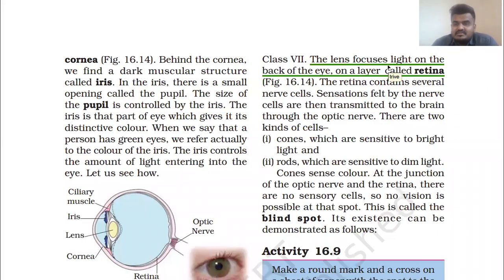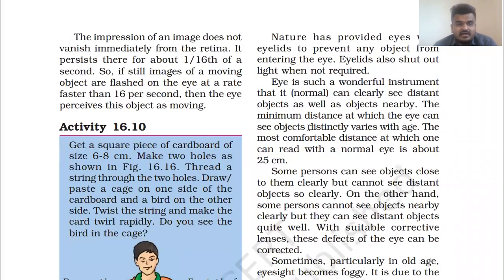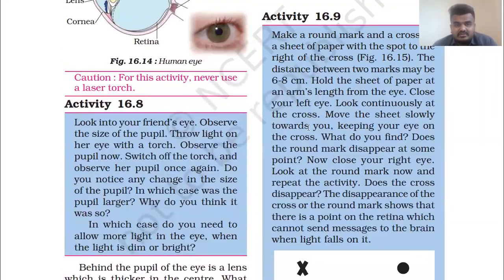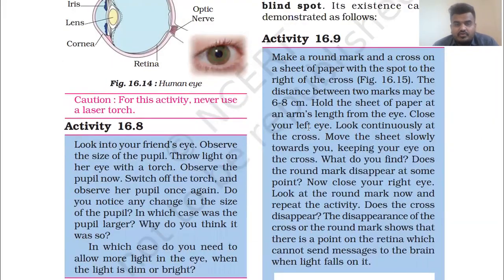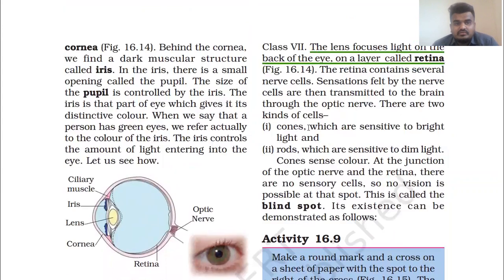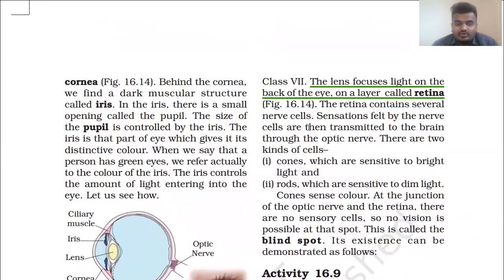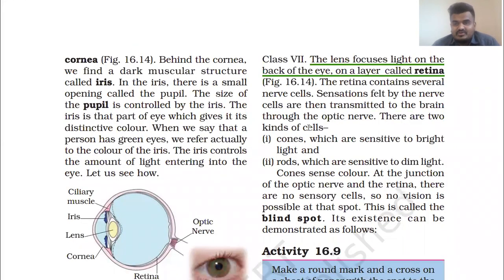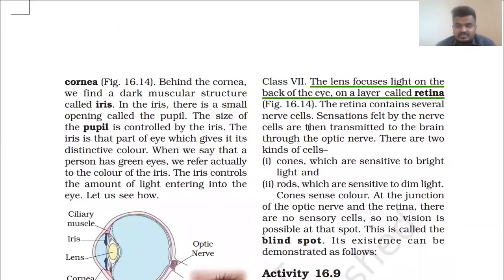Good morning, friends. In the last session, we were discussing our eye, or simply the human eye, as given in figure 16.14. In that, we discussed all the parts of the eye. Inside the eye, we have seen that the lens focuses light on the back of the eye on a layer called the retina.